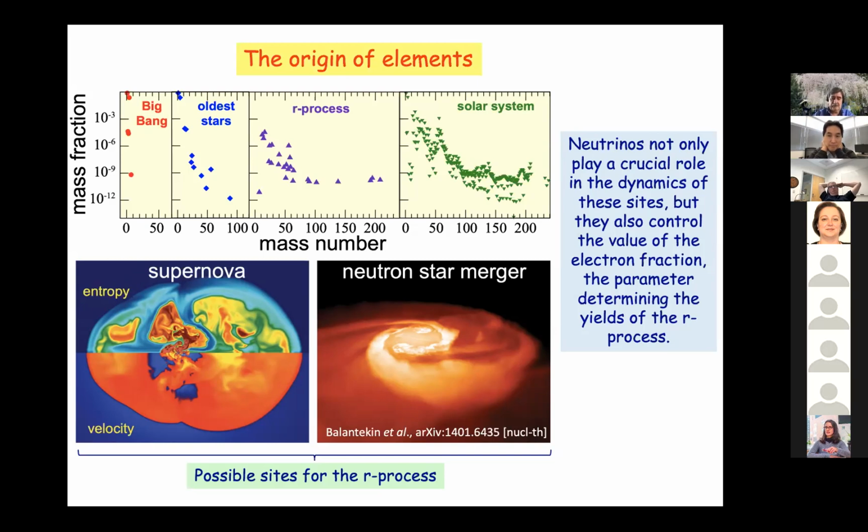But all these environments where elements are produced also have an abundant number of neutrinos. Neutrinos not only play a crucial role in the dynamics of these sites, but they also control the value of the electron fraction. Because neutrinos can interact with neutrons and protons, the electron fraction is the same as the proton to neutron ratio. And of course, that ratio is the determining parameter for the yields of element synthesis. So it's really important to understand what neutrinos do, how they propagate in these environments. It's really important to understand all those if you want to look at element formation in detail.